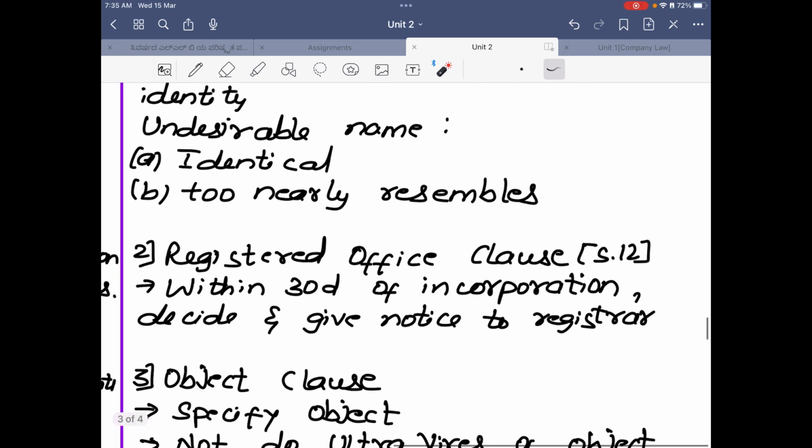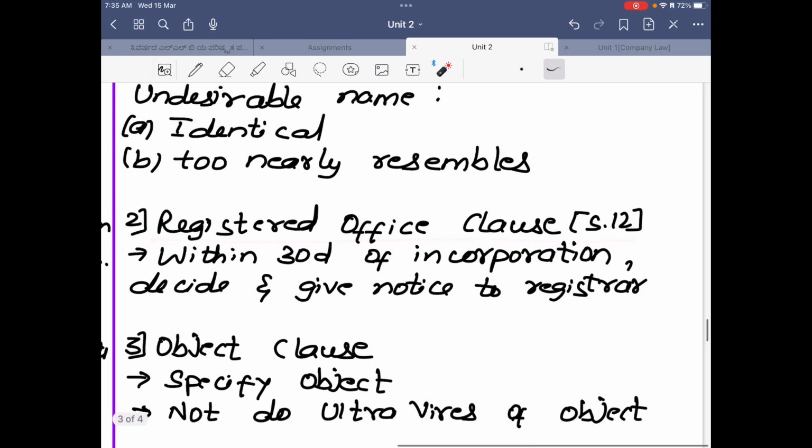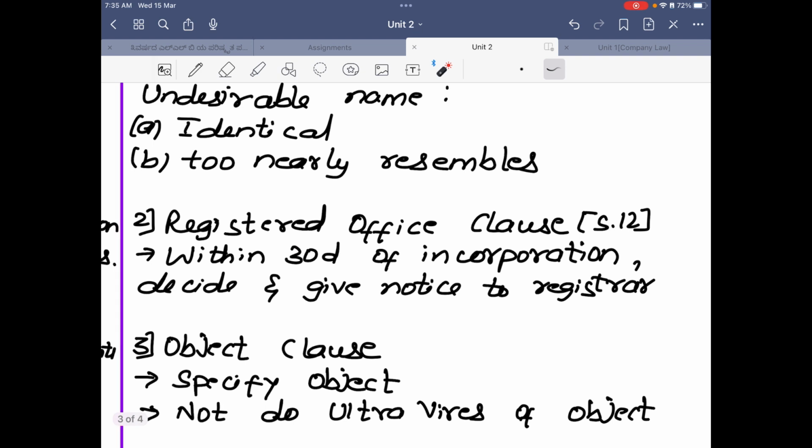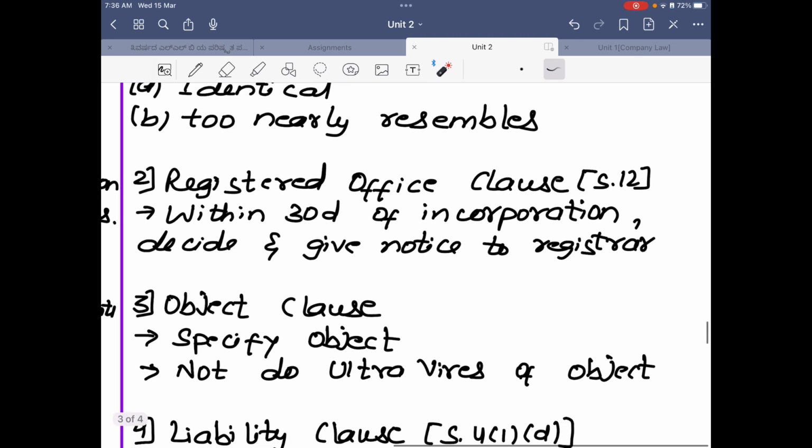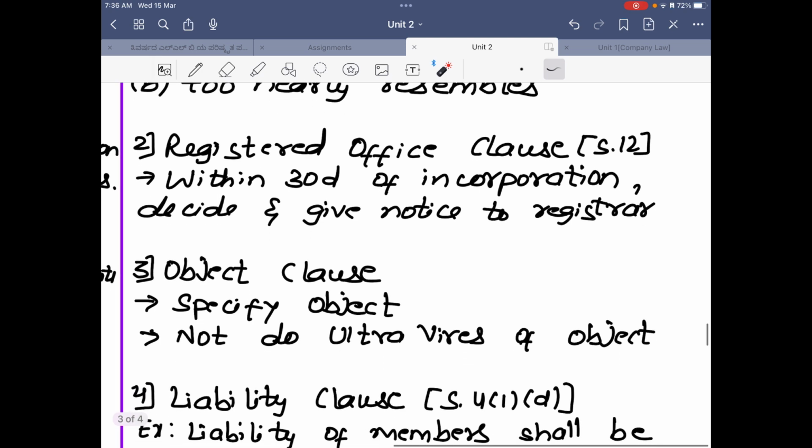Next, the registered office clause, section 12. In the memorandum of association, the next content is a registered office clause. Within 30 days of incorporation, the company has to decide where its registered office will be, and they have to give notice of the location to the registrar. So the memorandum of association contains a registered office clause.